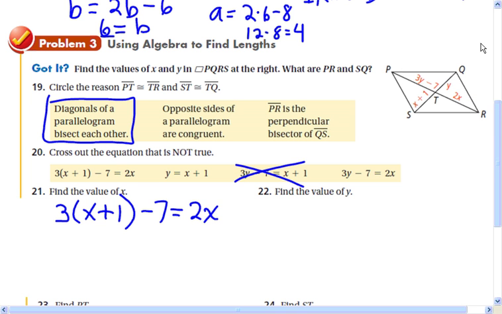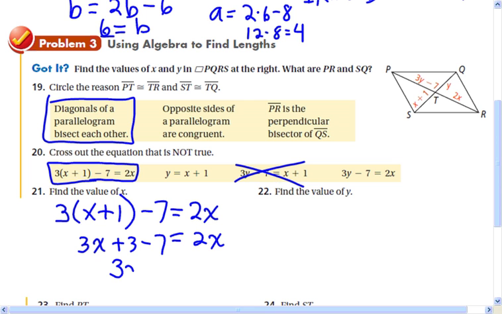I'll run through this problem with you. So this is an equation that we get by substituting values in that'll help me find x. So if I simplify this, I get 3x plus 3 minus 7 equals 2x. And that simplifies to 3x minus 4 equals 2x. Subtracting 3x from both sides gives me negative 4 equals negative 1x. Dividing both sides by negative 1 gives me x equals 4.